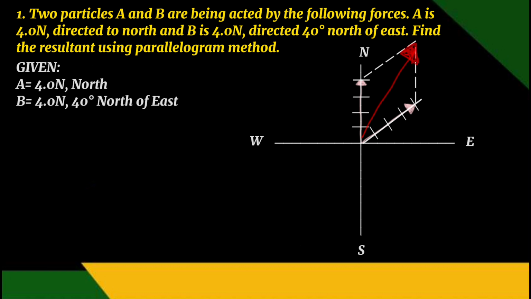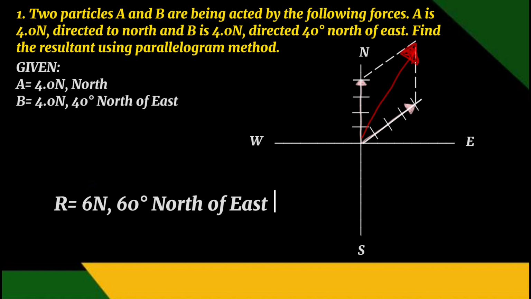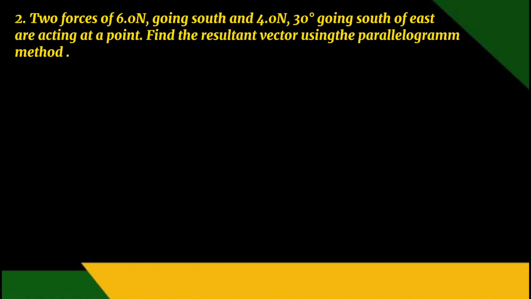Then use a ruler to determine the resultant and use a protractor to determine the degrees of the angle. The resultant would be 6 Newton directed 60 degrees north of east. And now, let's have another example. We will again use the scale 1 centimeter equals 1 Newton.